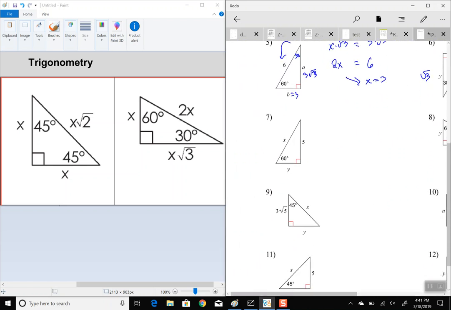A couple more. So I'm going to go ahead and label it x, x square root of 3, 2x. I do have a 30, 60, 90. They gave me the middle.